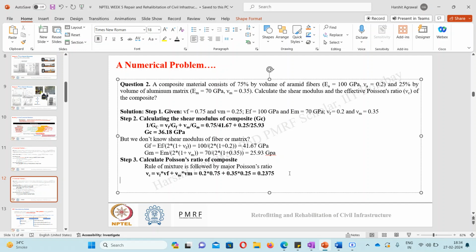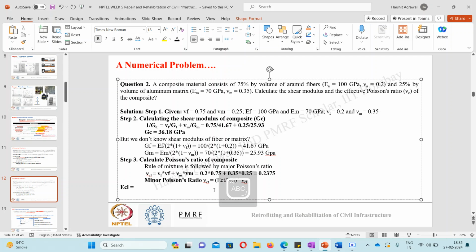Then the minor Poisson's ratio. We saw a direct relationship for how to calculate the minor Poisson's ratio from the major. This is VCT, and this is VCL. VCT is given by the Young's modulus in the transverse direction upon the Young's modulus in the longitudinal direction, times the major Poisson's ratio. Now we need to calculate both the Young's modulus in the transverse direction for the composite and the Young's modulus in the longitudinal direction for the composite. In the longitudinal direction, Young's modulus follows the rule of mixture: EF times VF plus EM times VM. We saw this in the last question also. Right now the values are directly known to us, so just input the values.